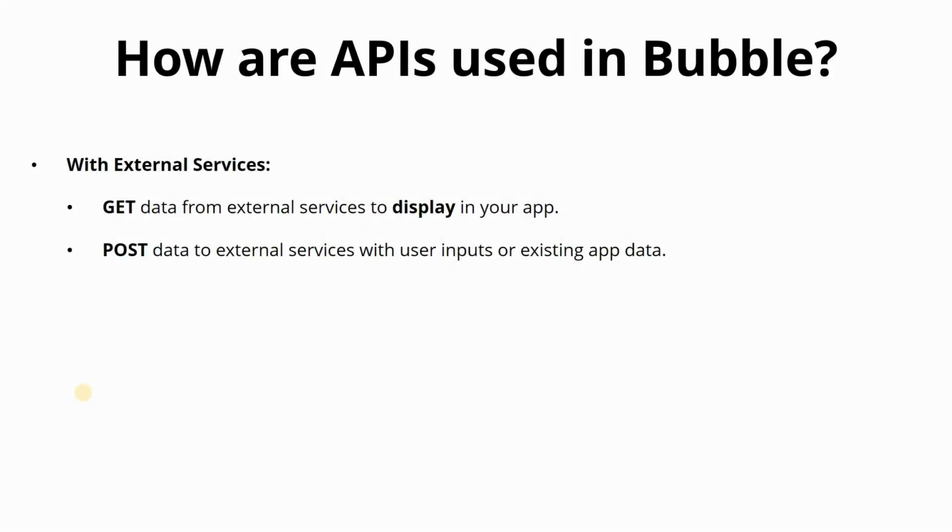All right, so let's talk a little bit more specifically about how APIs would be used in a Bubble app. Here are a couple of general use cases. When you're working with an external service, you can use a GET call to retrieve data from Facebook or Google or Slack and display that data in your app. You can also use a POST call to update an external service with user inputs or with existing app data or even with hard-coded values that you insert into the request.